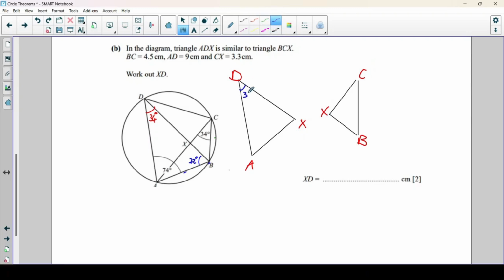So we know that this one here is 34. We know that this is 74. We're told that BC, let me fill in this as well, 34 here. And then we're told that BC is 4.5. AD is 9 centimeters, and CX is 3.3.